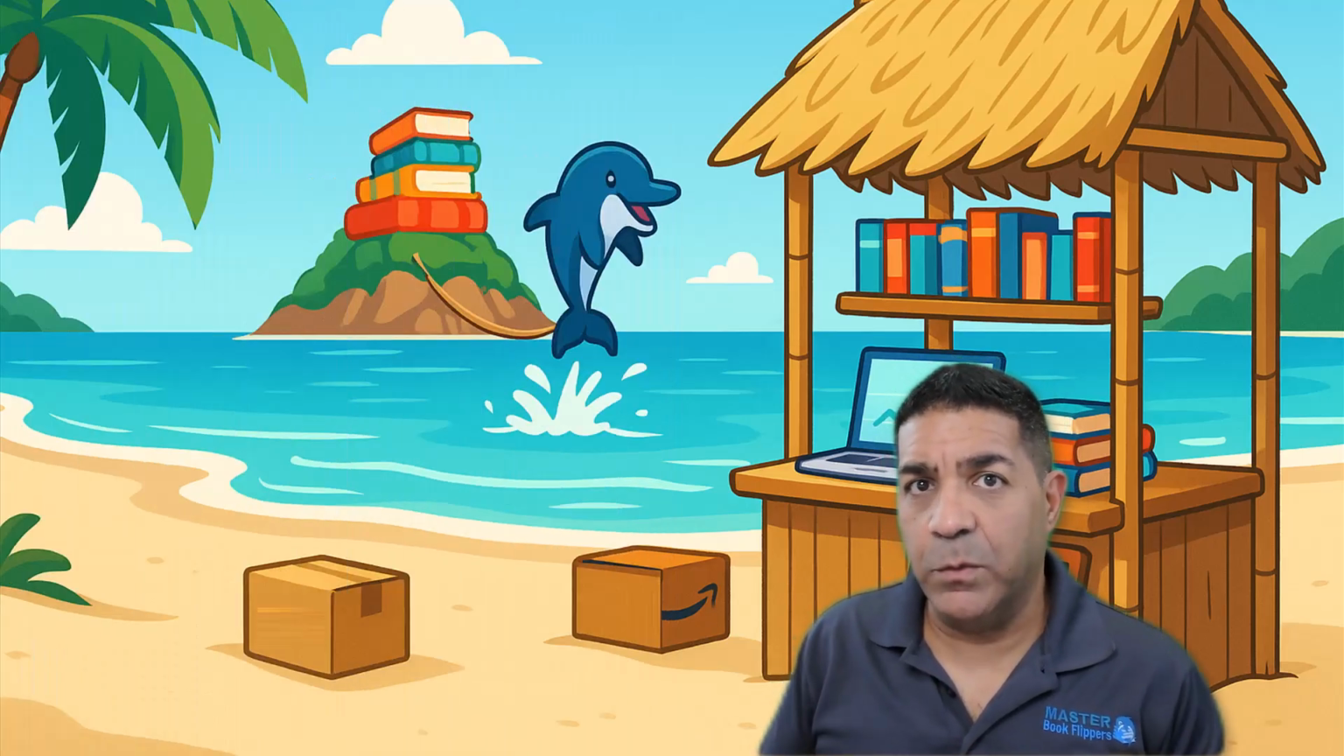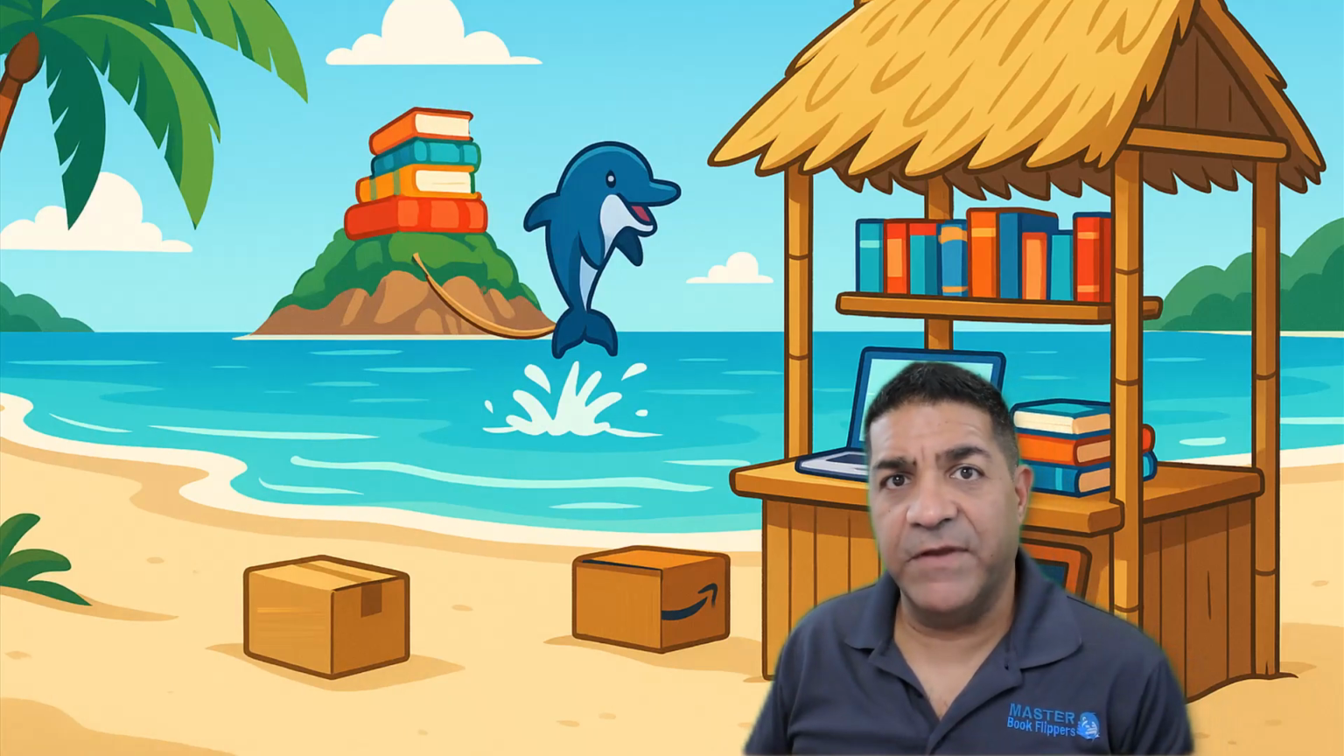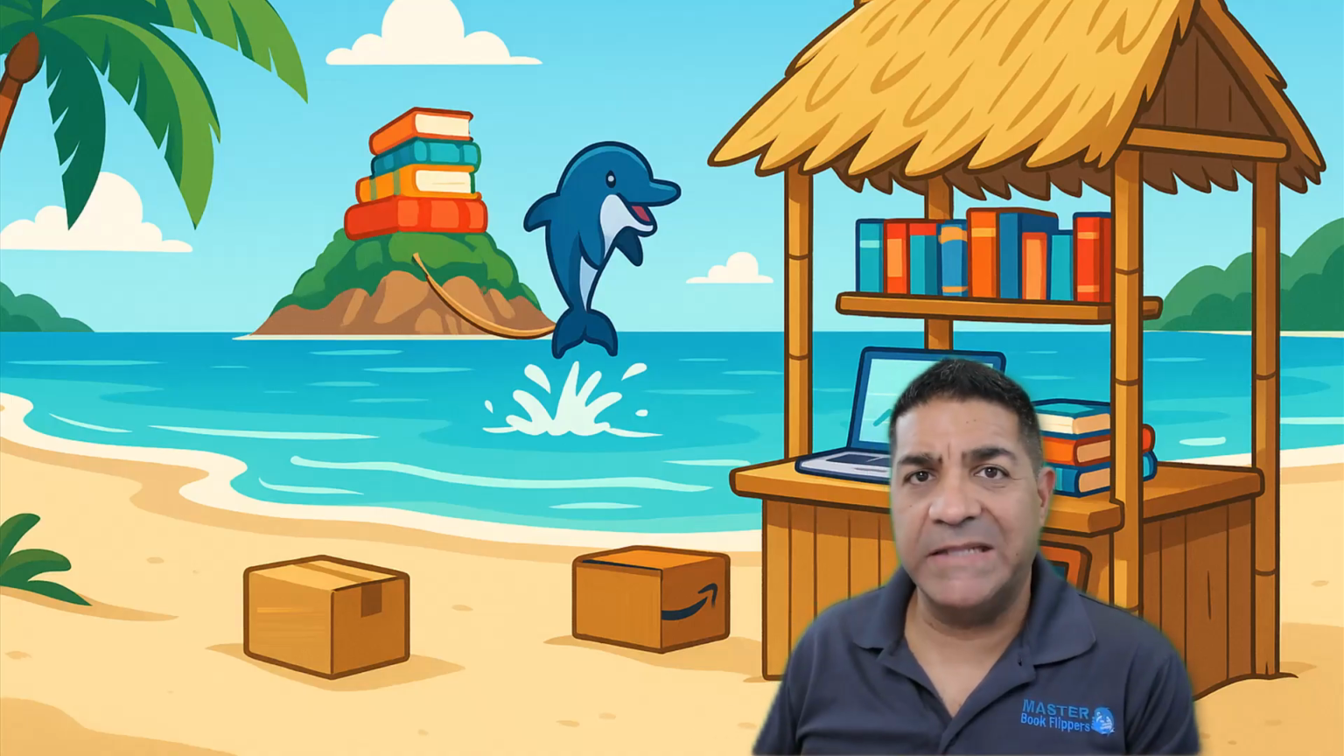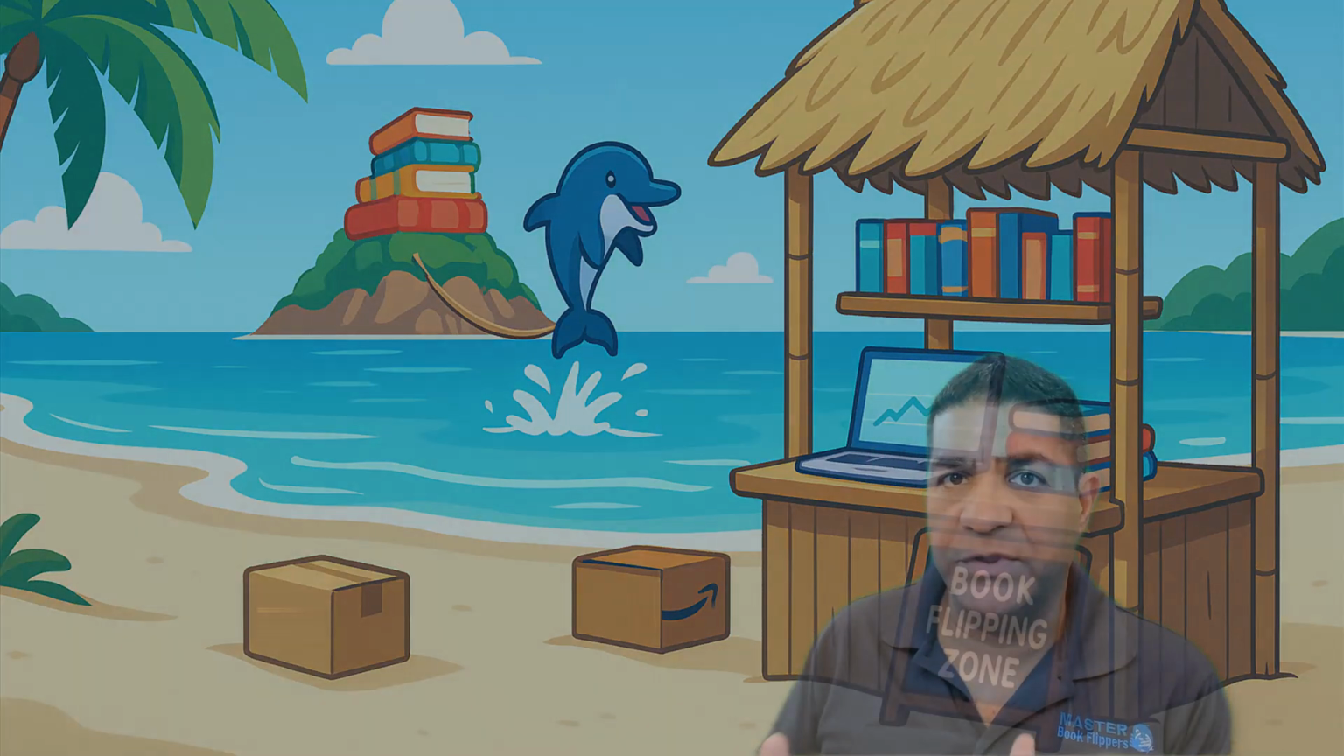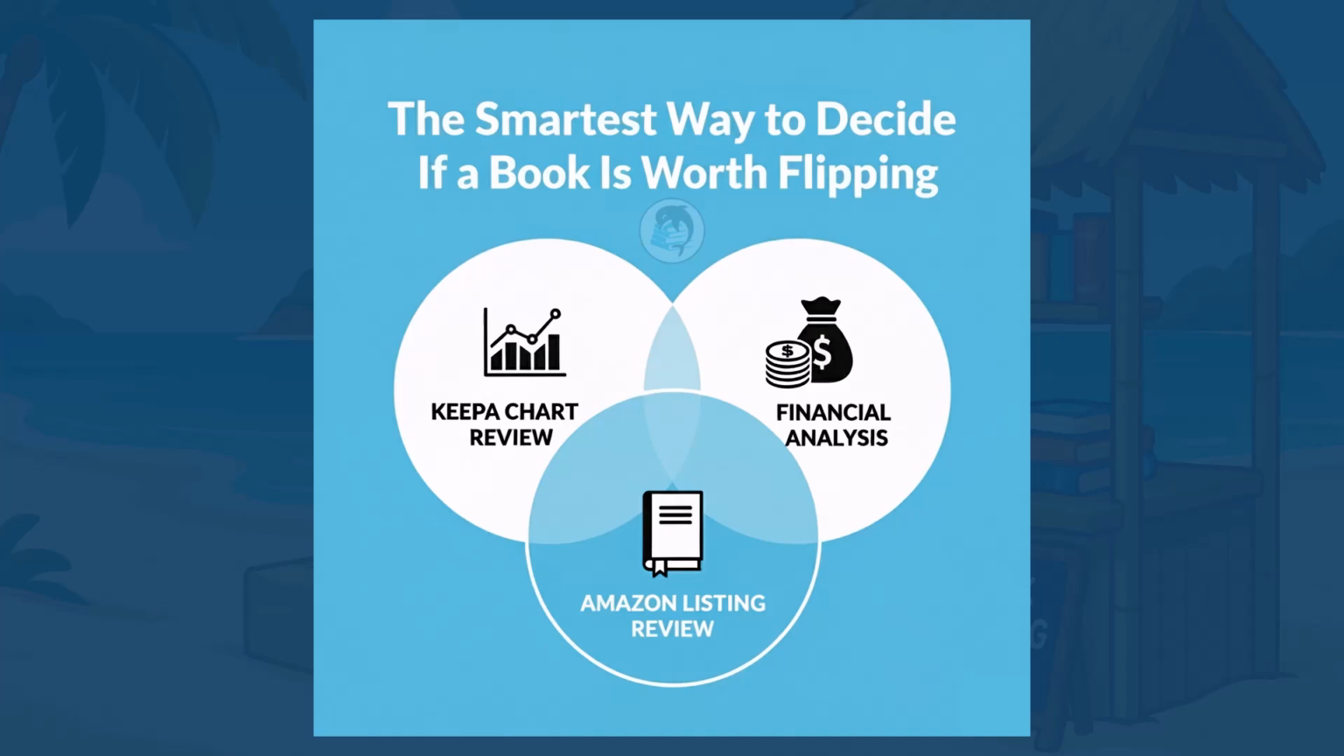In this video, we're going to take it a step further and figure out how we're going to make better buying decisions using the Keepa chart. Here's what really should be done when you are flipping books on Amazon. This is the smartest way to make the best buying decisions on flipping used books on Amazon.